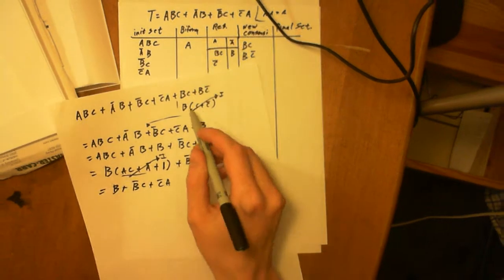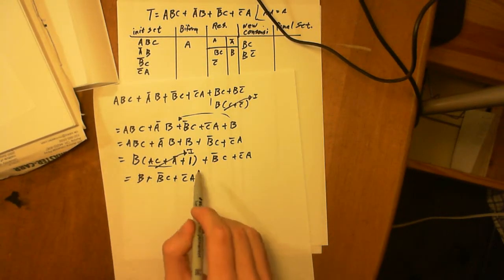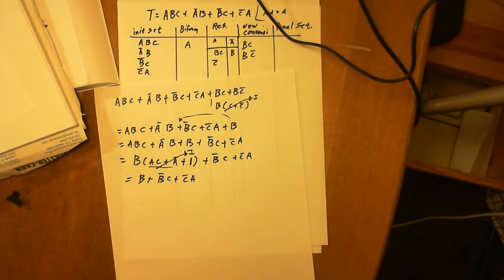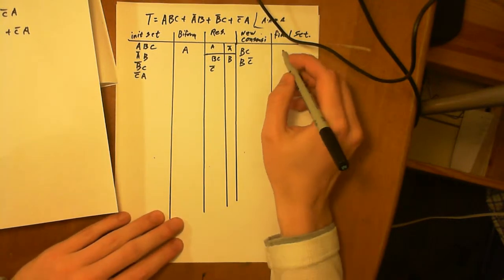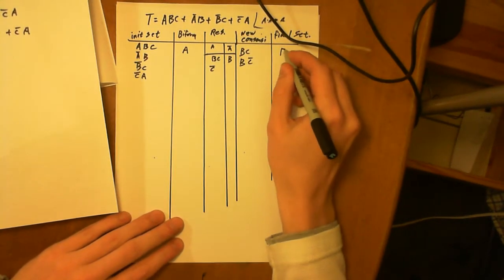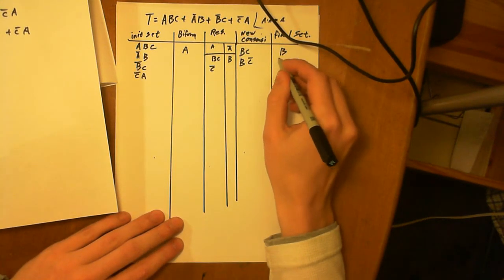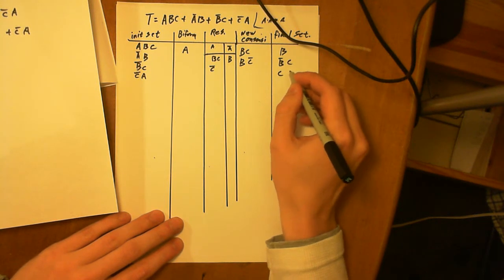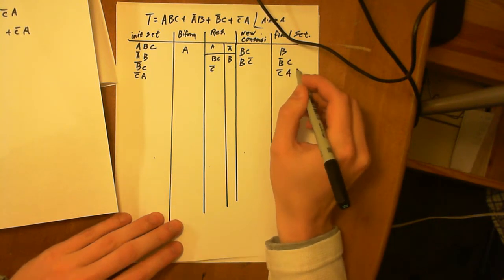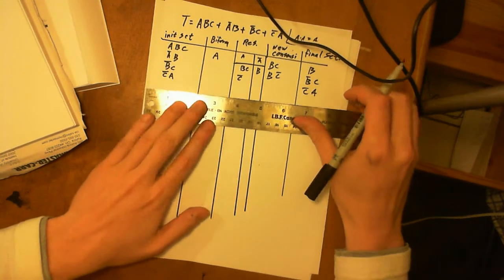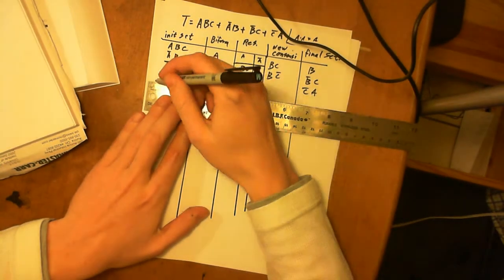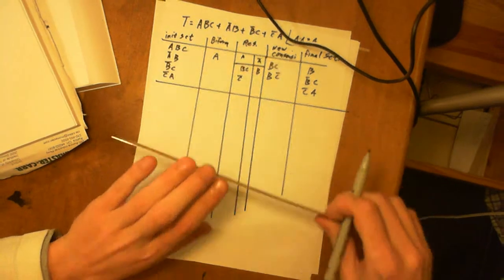So for example, if I only did this step and then didn't do all this other stuff, I'd still get the same answer eventually, but it's just going to take more steps. So we just copy over here that our final set is going to be B and B bar C and C bar A. And that's going to be our first step, okay? We just draw a nice horizontal line to indicate that.